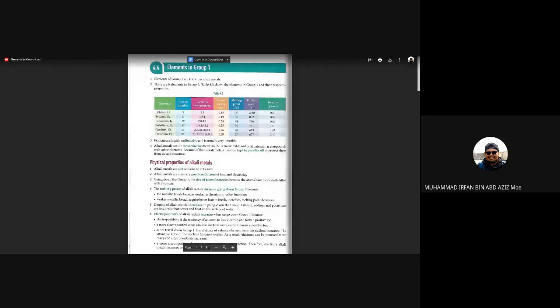Okay, and then the melting points of alkali metals. We look here, the blue, this melting point. Before this, in group 18, down the group, the melting point increases. Okay, the melting point increases and the boiling point increases as well.